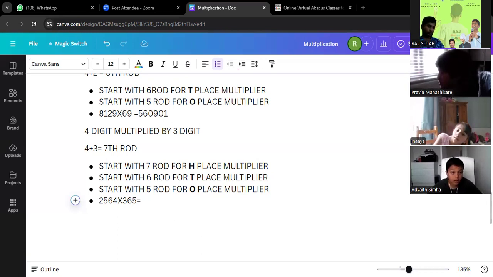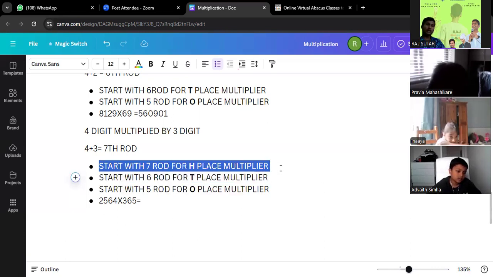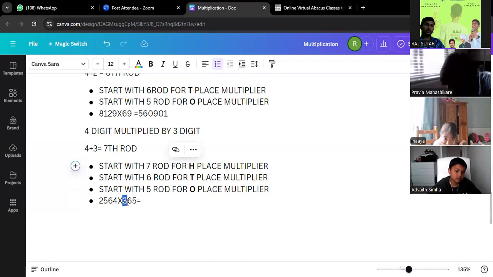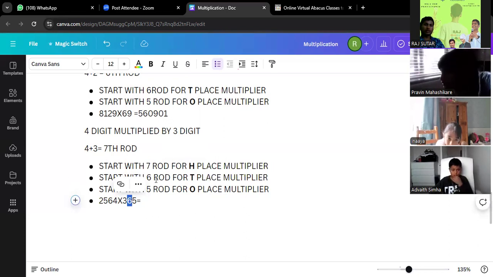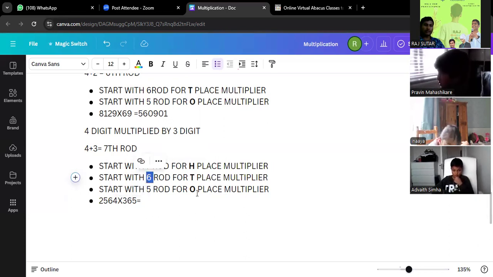Will I do it again, or read the concept, Advait? What is written? Start with the seventh rod for the hundreds place multiplier, this three. Start from the seventh rod, writing the answer. For tens, this one, this six will be on the sixth rod for answer placement. And for ones, this five will be from the fifth rod answer placement. Think and do.